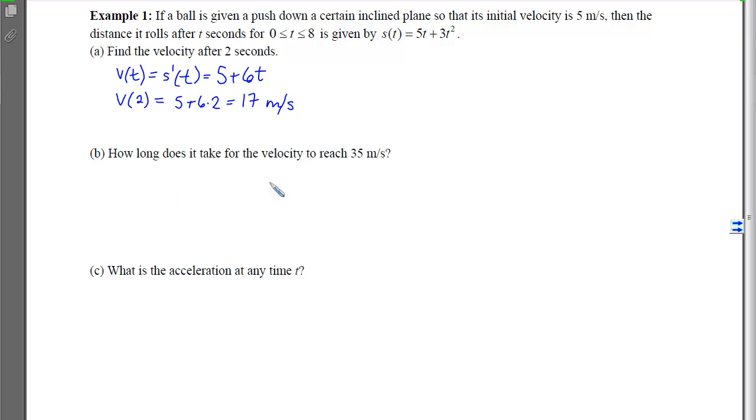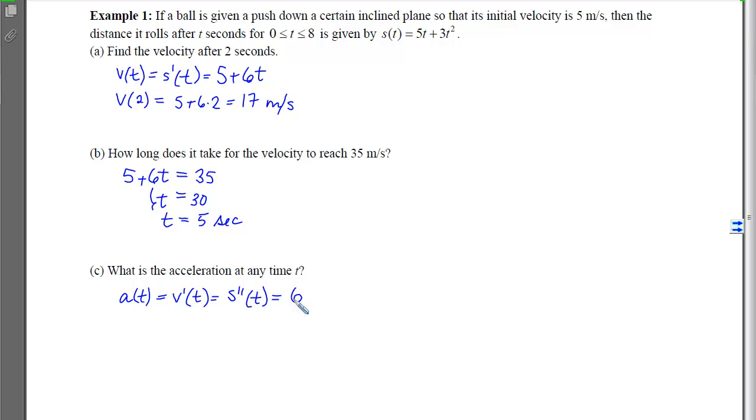Next part, how long does it take for the velocity to reach 35? So in this case, we know what we want the velocity to be. So that velocity, which is 5 plus 6t, needs to equal 35. If I solve for t, I will get t is 5 seconds. Next part says, what is the acceleration at any time? So remember that acceleration is the derivative of that velocity function, or the second derivative of the position. So we go back to our velocity function and we take the derivative, we get a positive 6.